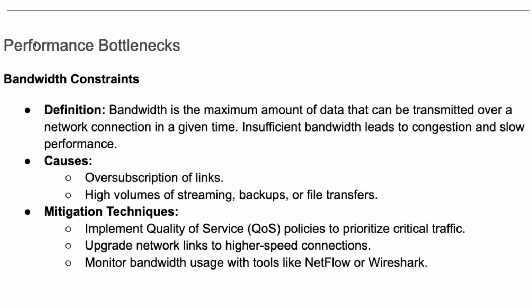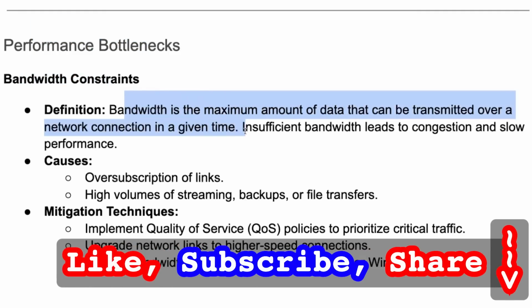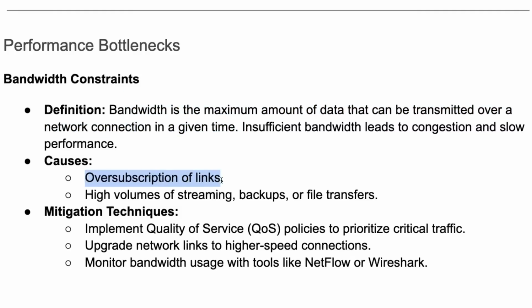So a performance bottleneck, which is also known as a bandwidth constraint. Bandwidth is the maximum amount of data that can be transmitted over a network connection in a given time. So insufficient bandwidth leads to congestion and slow performance. And the cause of this could be the oversubscription of links or overuse of links.